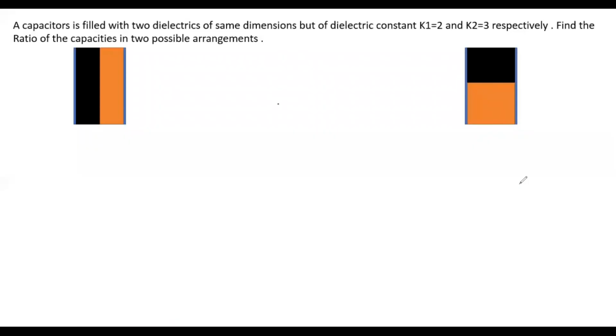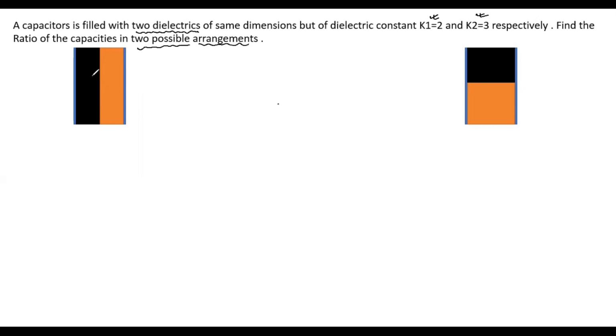Okay. So in this question, it is mentioned that a capacitor is filled with two dielectrics of the same dimension, but of dielectric constants K1 and K2. So these are the values of K1 and K2. And we have to find the ratio of the capacities in those two possible arrangements. When we say arrangement, that means we have to insert two dielectrics in a parallel plate capacitor, but there are two possible ways how we can insert those two dielectrics in this capacitor. So this is our first arrangement, if you see, and this is our second arrangement.